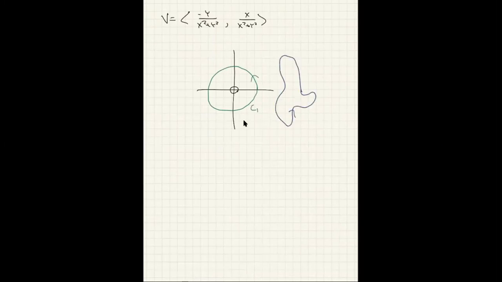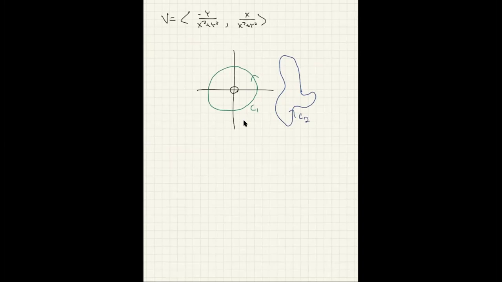Okay, here is the deal. The deal was we have this vector field that we've worked with so many times. It was negative y over x squared plus y squared, comma x over x squared plus y squared. And we know that this thing has a singularity at the origin. So the whole point of this example was the following. I'm going to have two curves. This is going to be C1, and this is going to be some C2.